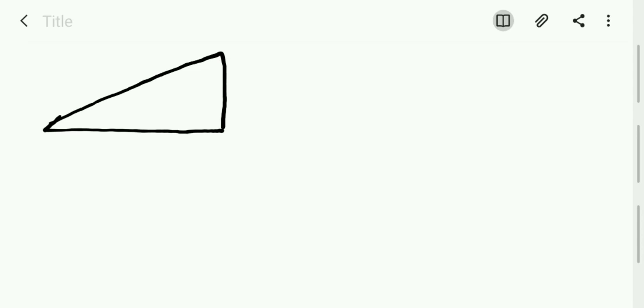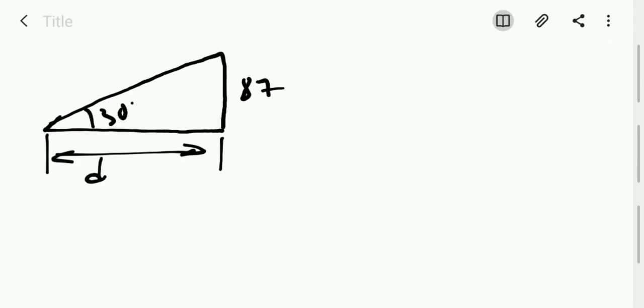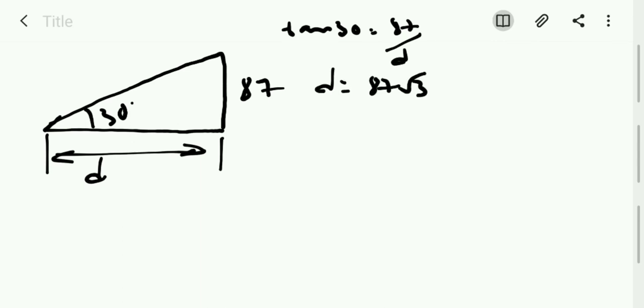Now let us solve the second position. The second position of the balloon, this is how the rough sketch looks. This is 87, this is d, and this is 30 degrees, correct? Now tan 30 is 87 by d, and d is 87 into root 3, because tan 30 is 1 by root 3, correct? So d is 87 root 3, and d is x plus y. That is what we have seen in our previous diagram, right?